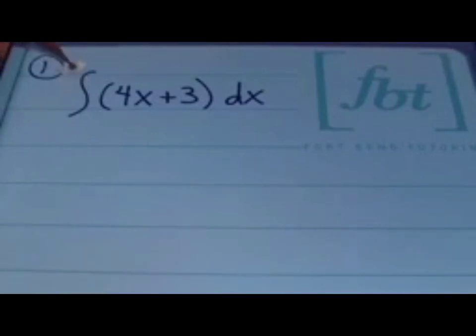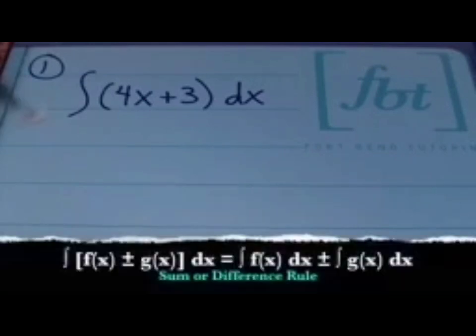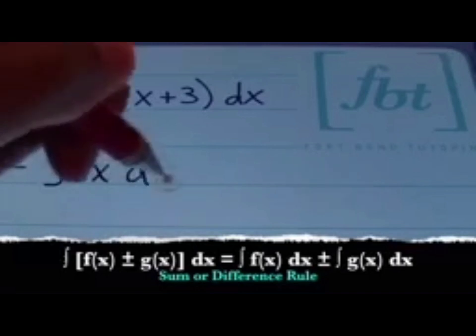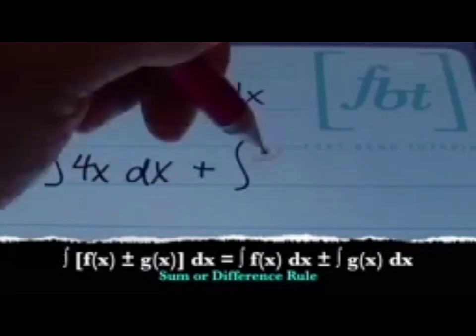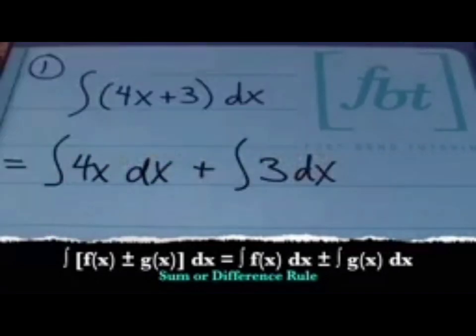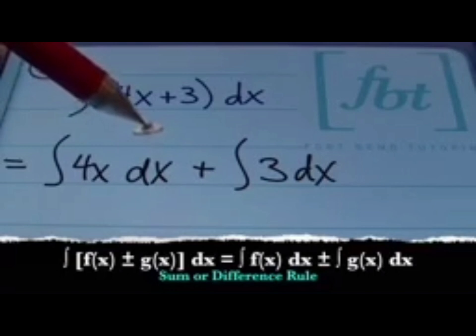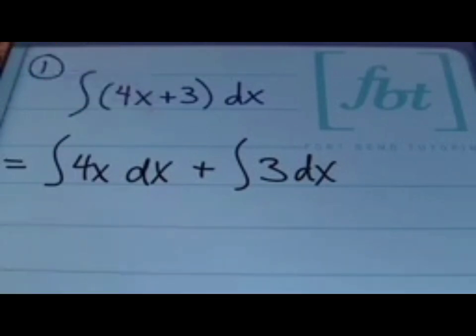So my first step here is to recognize that we have two terms within the parentheses. Using integration rules, we can separate this into two separate integral problems. So I'm going to start out by rewriting this as the integral of 4x dx plus the integral of 3 dx. So I'm separating the problem, and notice that I'm keeping that dx to let the reader know I'm still doing this with respect to x.